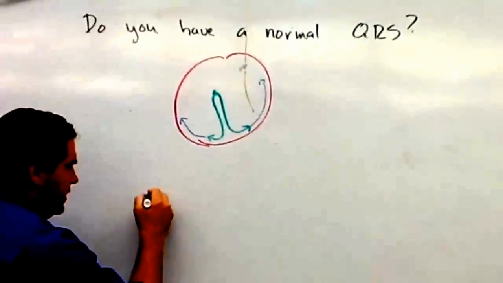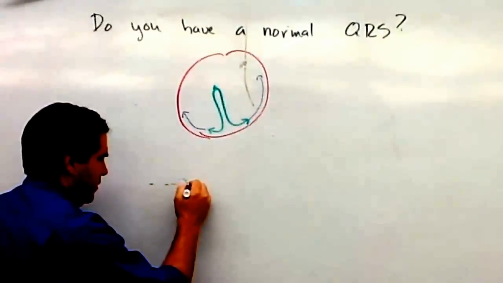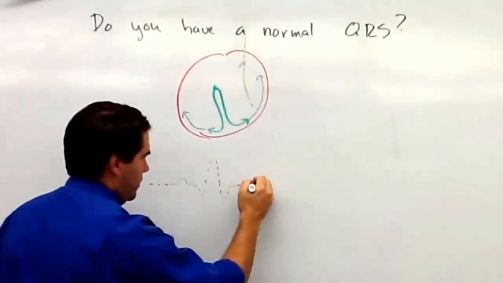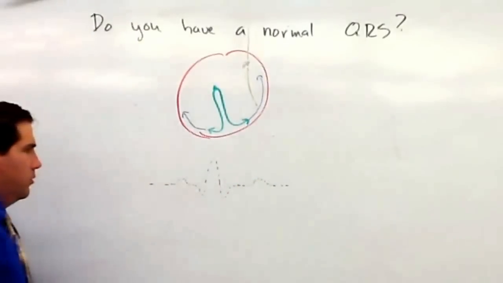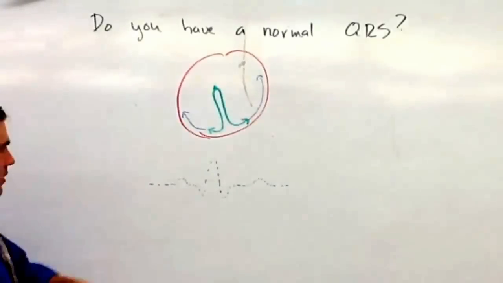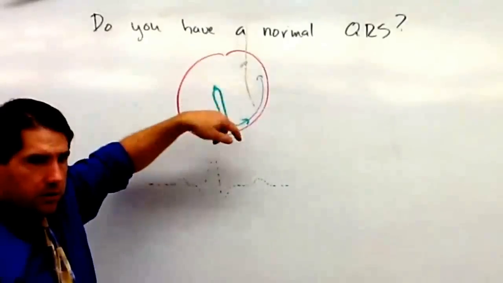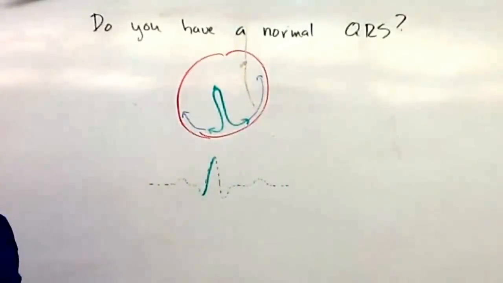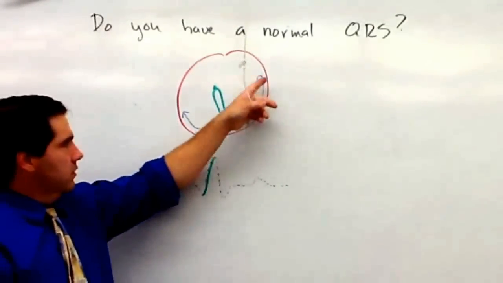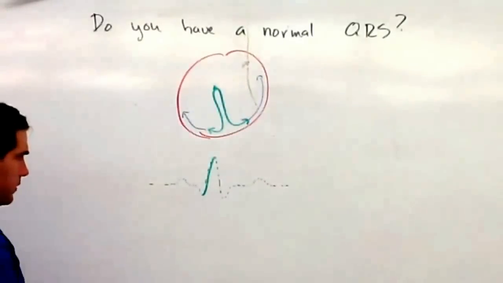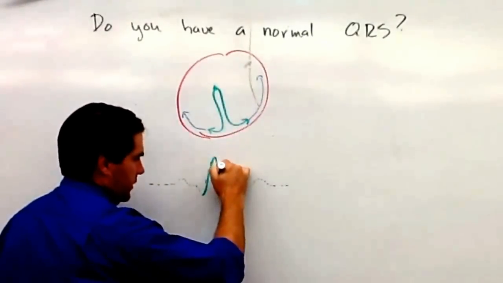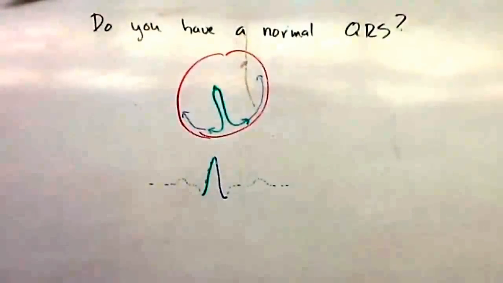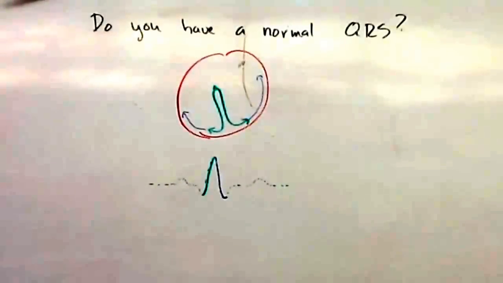If I can kind of just dot in an EKG, what we're looking at is, as this voltage goes down the heart, this is what takes us up on our EKG. This voltage up the ventricular walls is what brings us back down. So we're looking at depolarization of the ventricles.